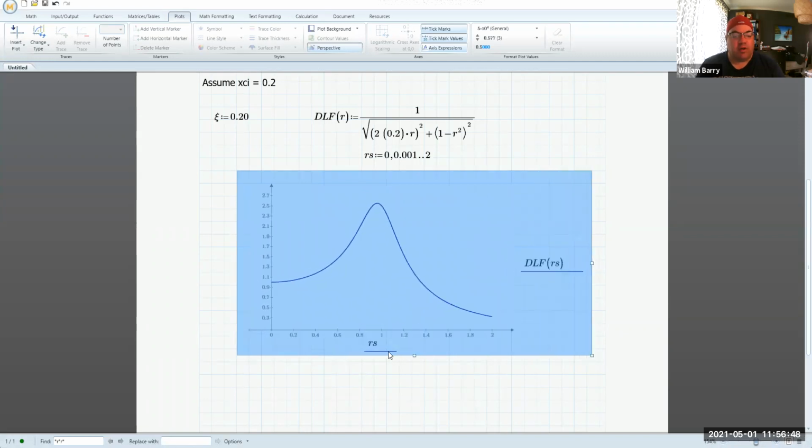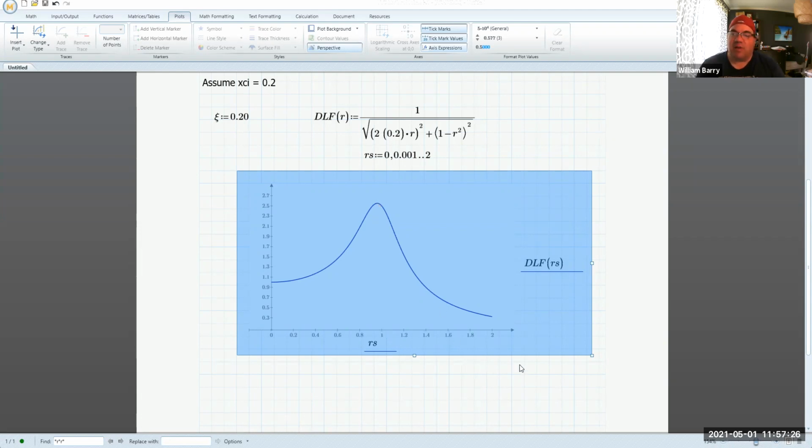And so what we're looking for is the R value that gives the maximum DLF. In structural dynamics, when R is equal to 1, that means the forcing frequency equals the natural frequency of the system. That's a situation called resonance. Most people would think that the maximum response, in other words the dynamic load factor, is going to be the greatest at resonance when R is equal to 1. But this plot shows us that that's not actually the case. The R value, the frequency ratio that maximizes the dynamic load factor, is actually a little bit less than 1.